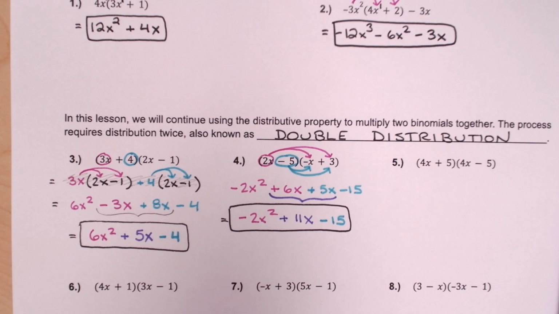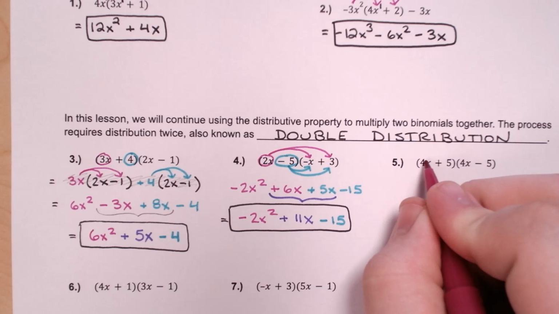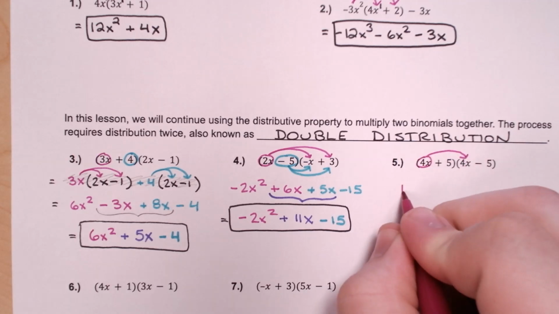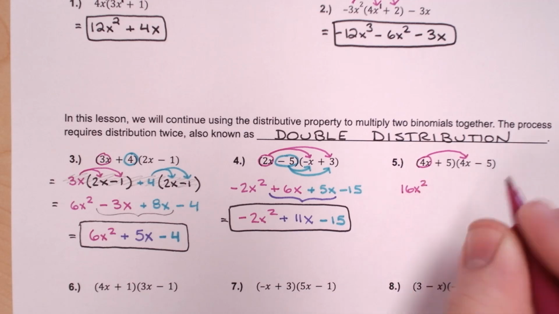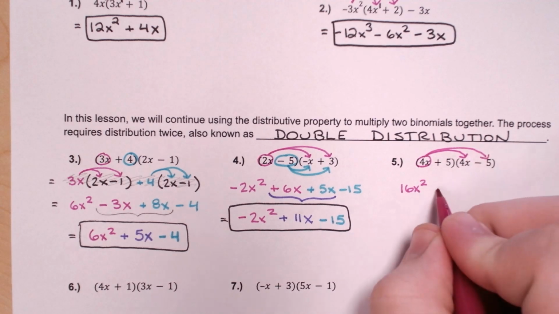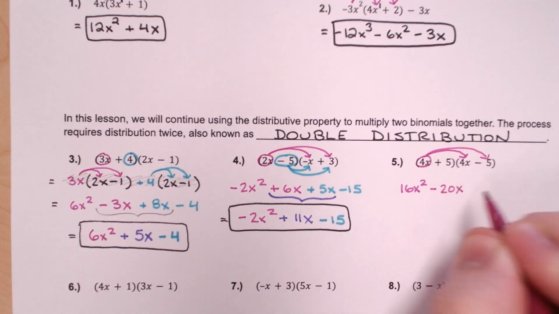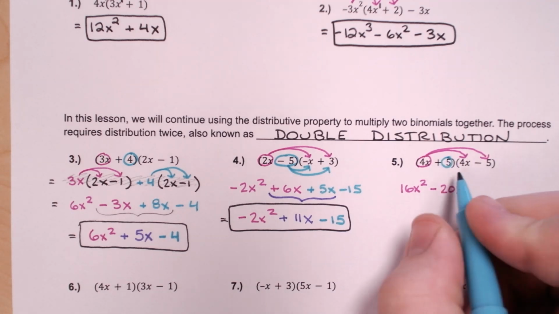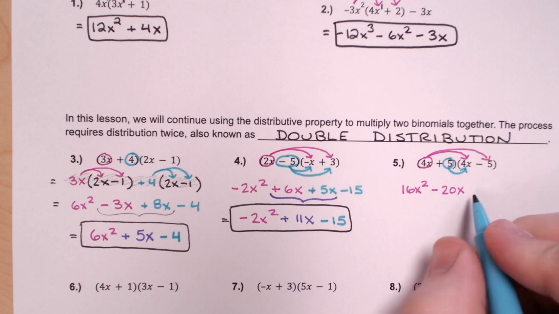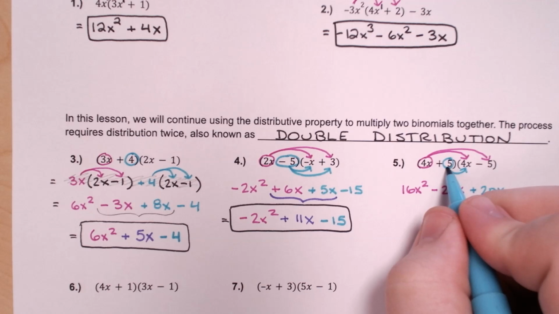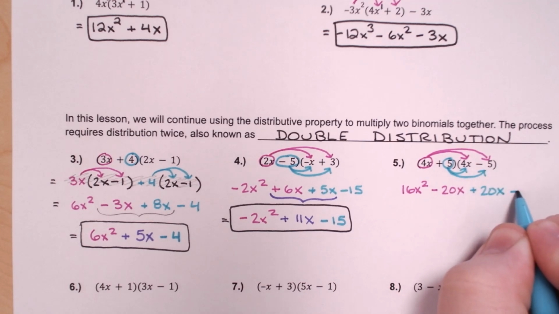Number 5, 4x plus 5 times 4x minus 5. So, start with the 4x. 4x times the other 4x gives us 16x squared. Then 4x times negative 5 is going to give us negative 20x. Then I've got that positive 5 to distribute. 5 times 4x is positive 20x. And 5 times negative 5 is negative 25.